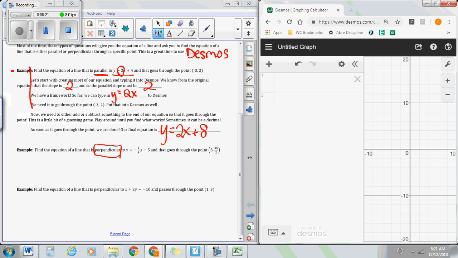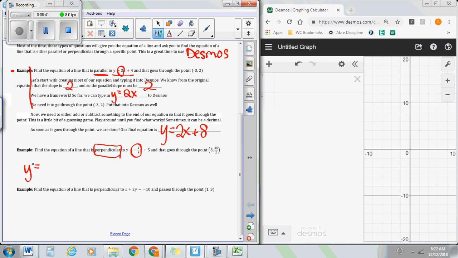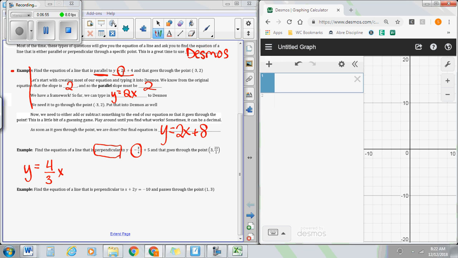So let's start off by figuring out what our slope should be. If I look at the original equation, the slope is negative 3/4, and it wanted perpendicular. Remember, perpendicular means opposite reciprocal. So if it starts off being negative, my slope needs to be a positive number, and instead of 3/4, I need to flip it, which would be 4/3. So far, I have y equals 4/3x. So let's go ahead and get that typed into Desmos here.